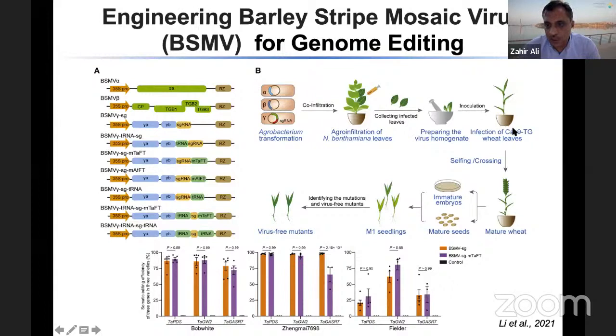So they just put the RNA into this one, and then you can get the mutated wheat. And in the next generation, these are non-transgenic because there is no involvement of DNA. This vector system also works very well.